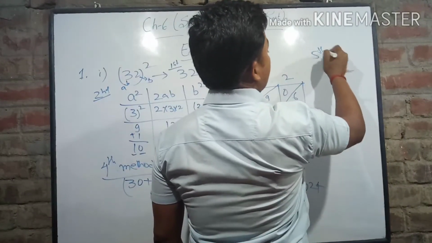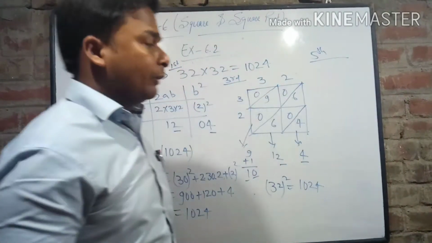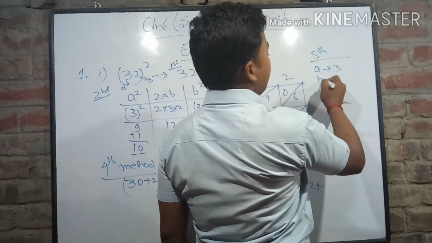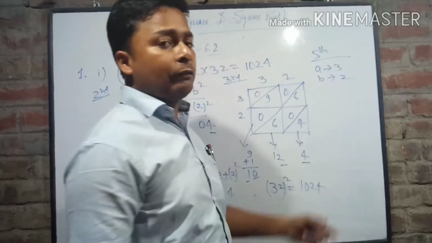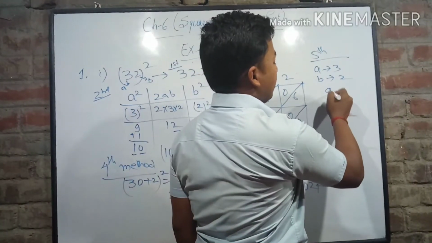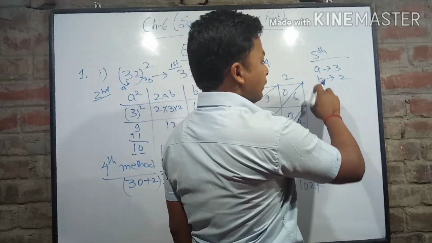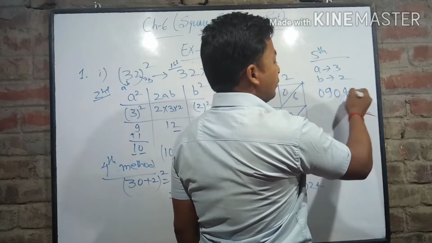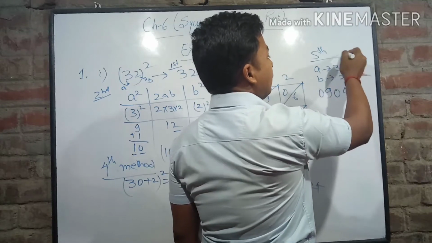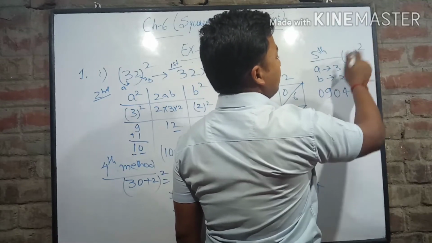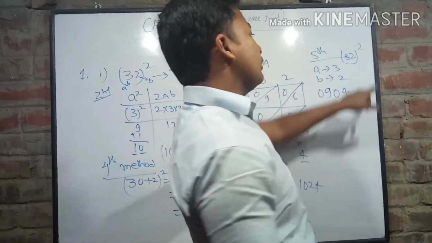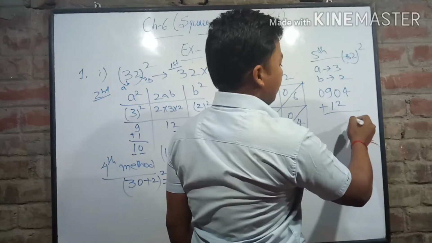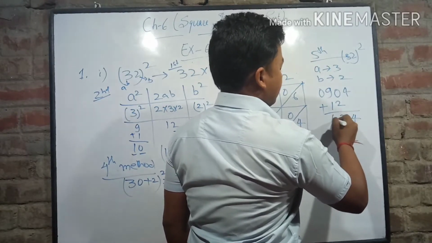For the same question we will go to the fifth method, that is our shortcut, or you can say the trick one. Here a is 3, b is your 2. So what is the value of a square? It is 9. What is the value of b square? 2 into 2, 4. And what is the product of 2 into 3 into 2? That is equal to 12. So we will write down 12 and we will add them, and we will again get the same answer.